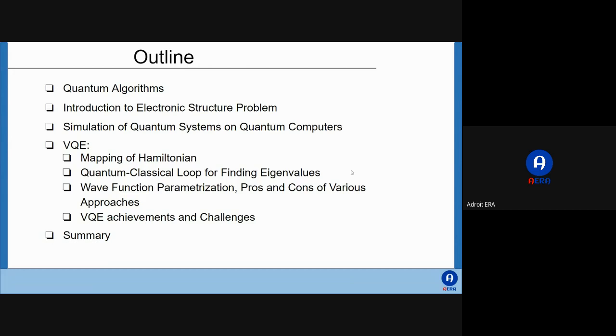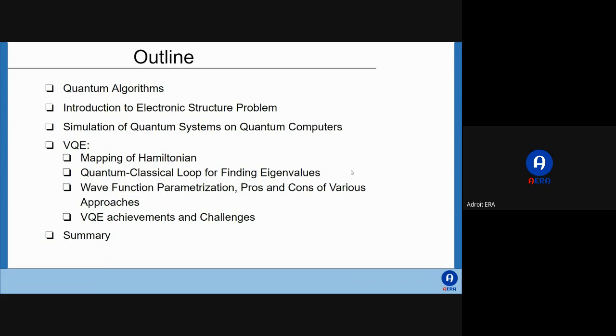All the data from the electronic structure problem will be chemistry or mathematics, but we need to map that onto quantum computers. So we will also see how we are going to map that onto qubits, and then how we map the Hamiltonians, how we find the eigenvalues, and the pros and cons and challenges of VQE.